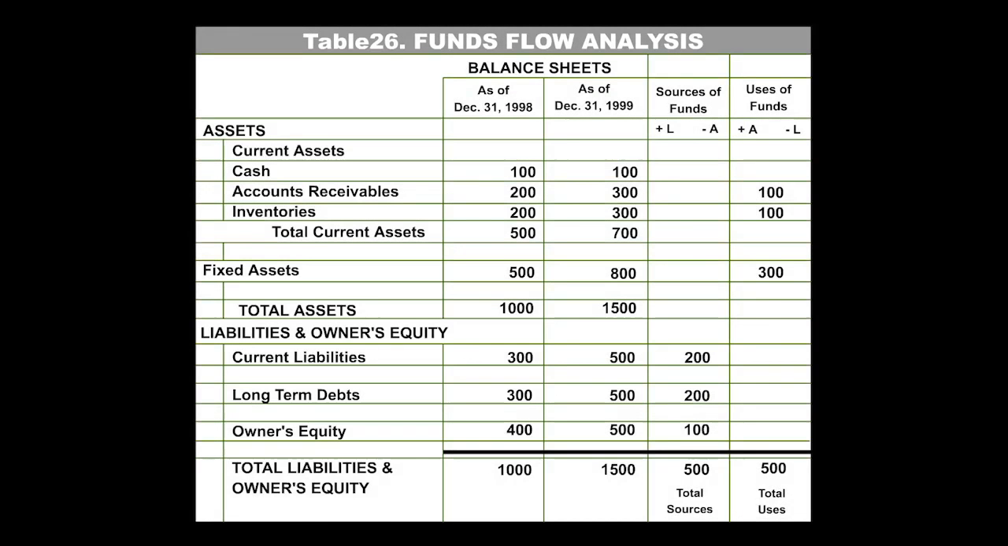Table 26 shows how long-term funds of 300 pesos from additional long-term debt and owner's equity were used to finance long-term uses of 300 pesos in the form of fixed assets. Also, short-term funds of 200 pesos from increased current liabilities were appropriately used to finance short-term uses of 200 pesos in the form of accounts receivables and inventories. This ends Chapter 4. We can now go to Chapter 5, Financial Forecasting.